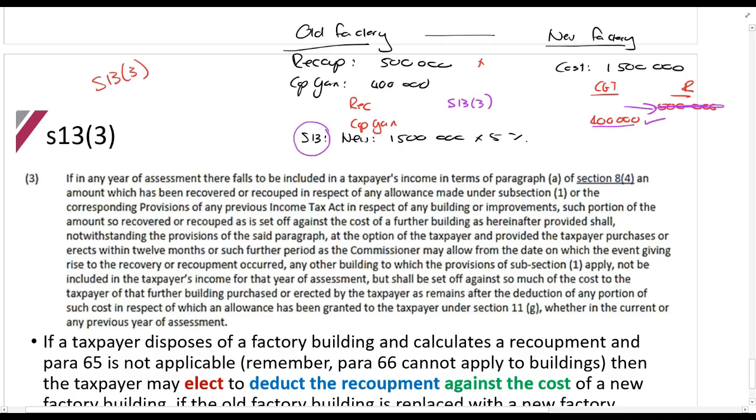And what we'll then do with this new asset, which was 1.5 million times 5%, is you will reperform the calculation. You'll say 1.5 million minus the recoupment amount of 500,000 times 5%. So here is where you bring the recoupment in. So what are you basically doing when you do this calculation? You're calculating the recoupment at 5%. You're recognizing it because you're decreasing your allowance by the recoupment amount.